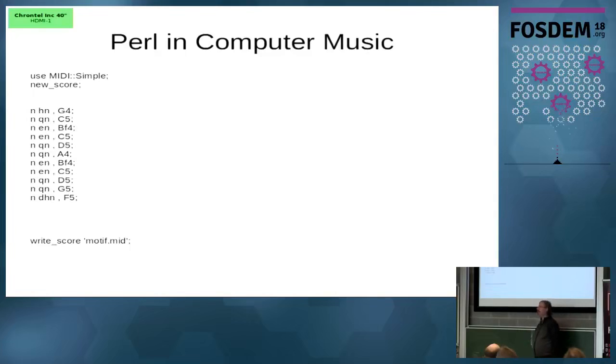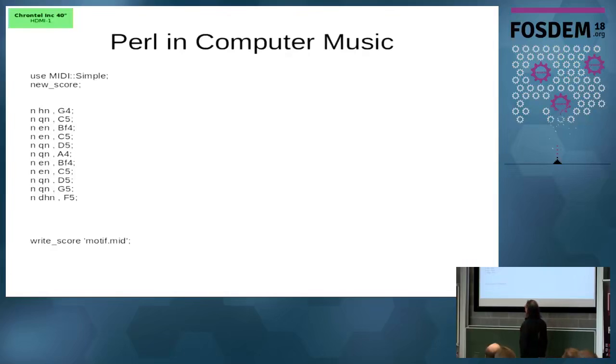And MIDI Simple, while it's very limited in some ways, I like it because it creates a very nice DSL, a music DSL, domain-specific language. And if you know a bit of music and a bit of Perl, you can possibly figure it out. And n simply means note. The first parameter, n is the function, actually, and the first parameter means what length note. And you have here hn for half note, that's 2 beats, and qn, that's a quarter note, that's usually 1 beat in 4/4 music.